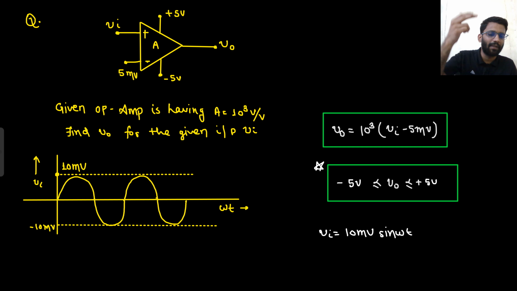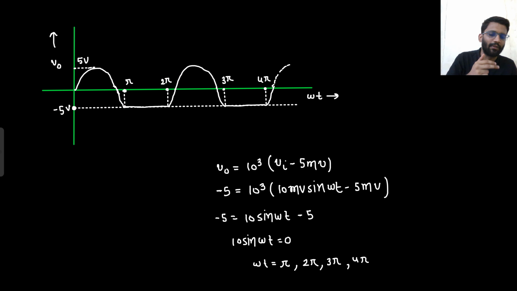But then I saw one thing, that my output cannot go below minus 5 volt, but it was going below minus 5 volt, so I just clipped it off to minus 5 volt only, and then I found out these points as well. Well and good, very easy explanation, everything is crystal clear.